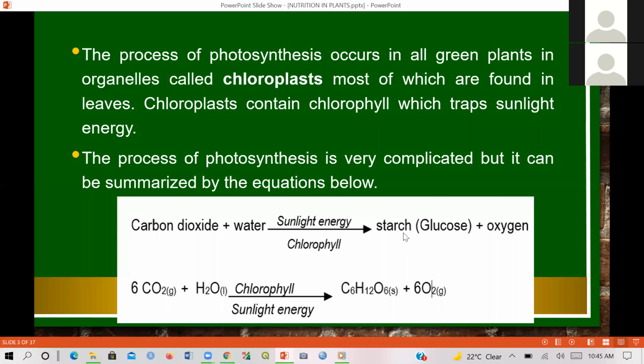So for us, when we eat these plants, when we eat some of the things in these plants, then we extract the starch from them.